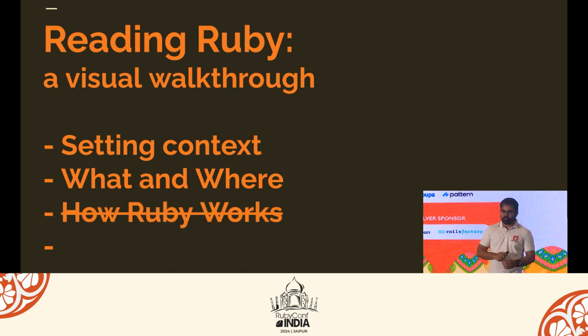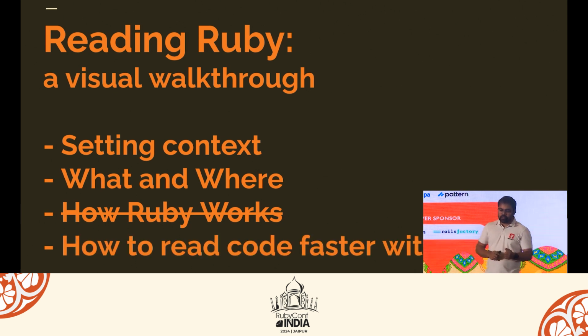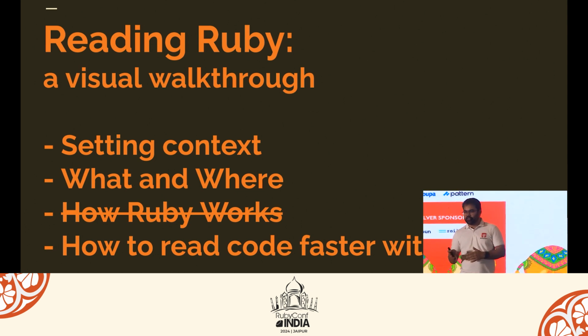Next is how Ruby works. That's not what this talk will cover, because if you get into that, it's very complex. Each component of Ruby can have its own talk. You must have seen yesterday's garbage collection talk given by Puneet, or the metaprogramming talk given by Chaitali. Those are the components, and you should invest your time in understanding more about those. The good book that I always recommend for that is Ruby Under a Microscope, nothing like it. And then to end this talk, I will also be talking about how to read code faster with AI tools.